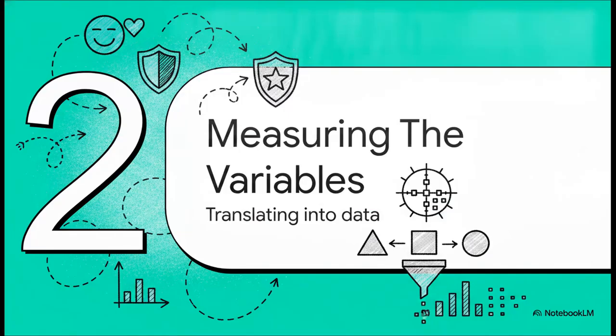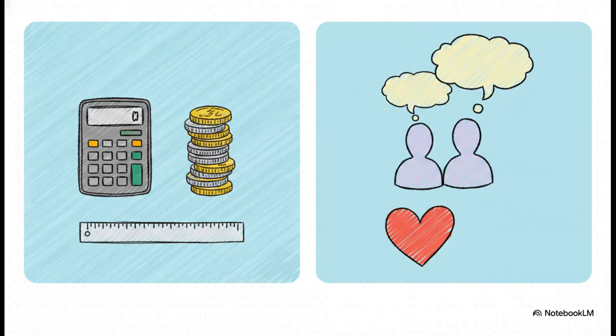All right, moving to section 2, measuring the variables, translating the world into data. Now, we have to draw a hard line here between quantitative data, the stuff we can easily slap a number on, and qualitative data, which is all about characteristics. If we're looking at things like money or distance in kilometers, we are firmly in the quantitative zone. Easy to calculate, easy to run equations on.